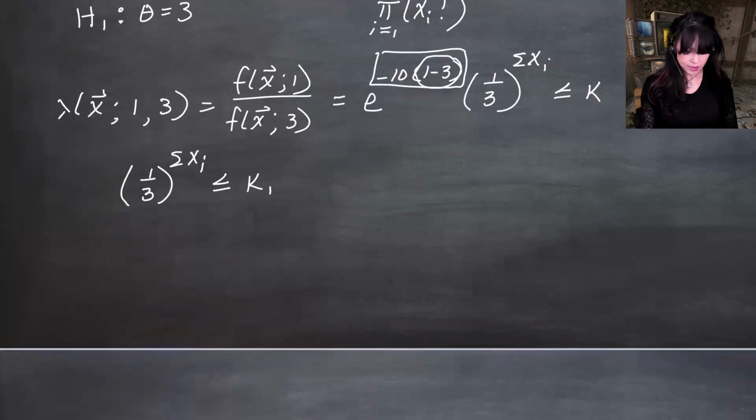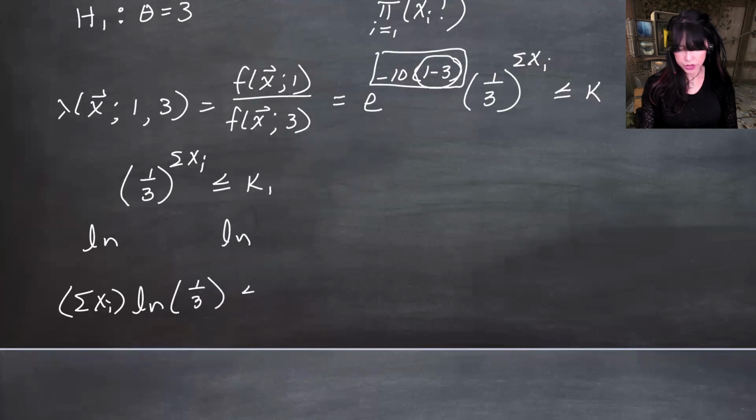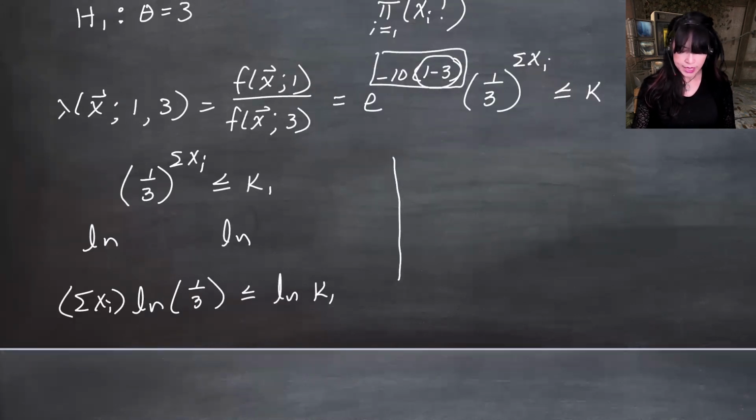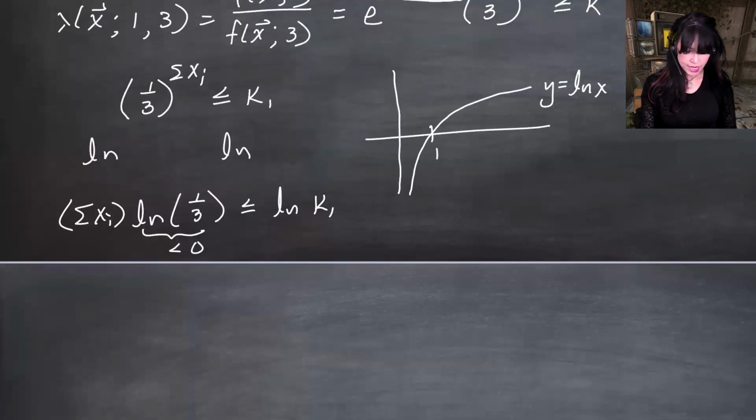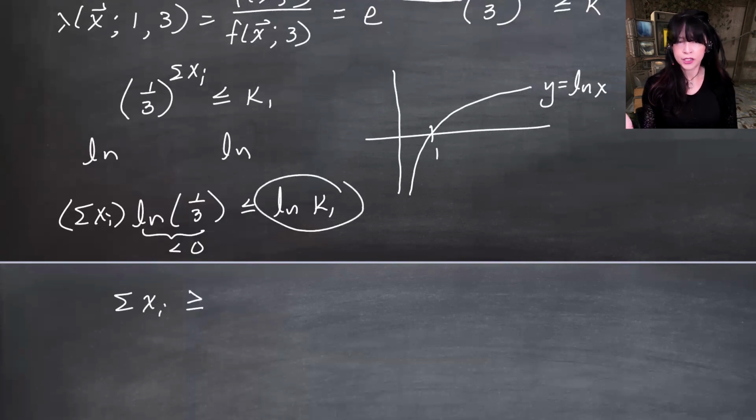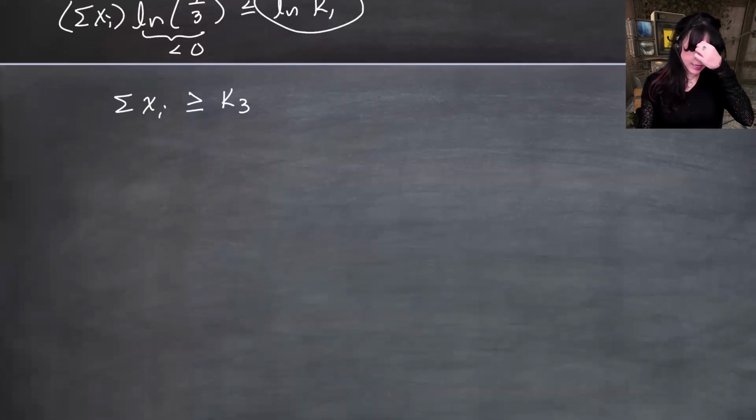And to get at that sum of the x's, I'm going to take the log on both sides. So I'll bring down the sum of the x's in front, the log of 1/3 less than or equal to the log of k1. Now the log of numbers between 0 and 1 is negative, right? So this is a negative number. And when we divide and try to isolate the x's, we will flip. This could have been called k2 already. And now when I take the negative, I'll call that k3. So that's going to be the form of the test.